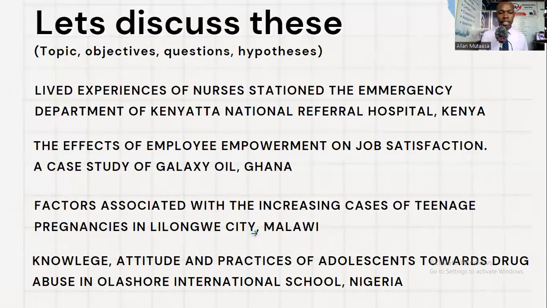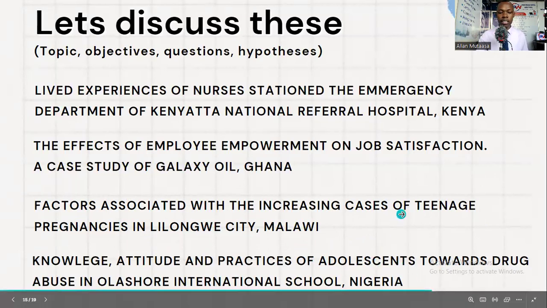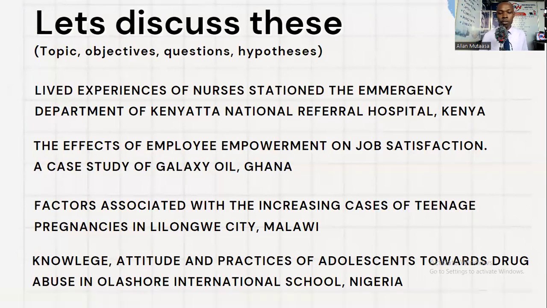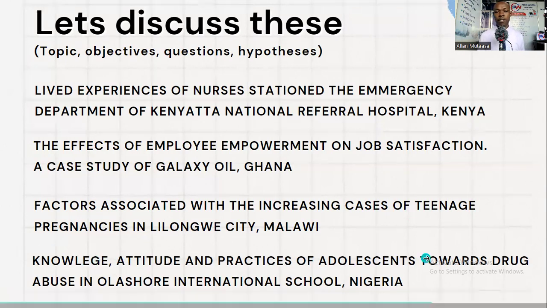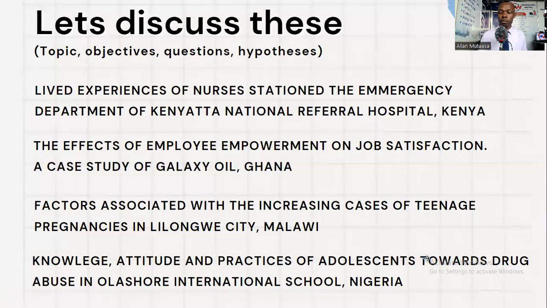Then you can see a topic like knowledge, attitude, and practices of adolescents towards drug abuse. When you look at this topic, drug abuse is your dependent variable. You have the study area, a school in Nigeria, and then you have the participants who are adolescents. So you will see that in this topic, you already tie yourself to these three as your objectives: the knowledge, the attitude, and the practices.